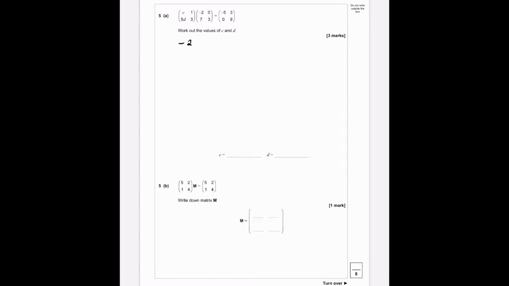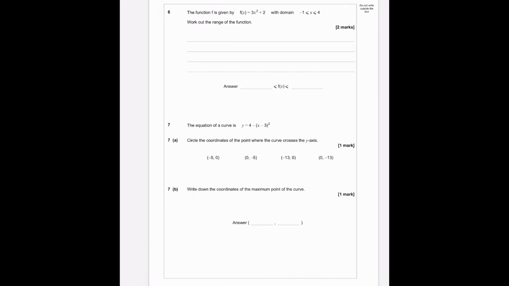For 5a, carrying out a couple of calculations. The first calculation, c times -2 plus 1 times 7 will be equal to -5. From that, we can solve the equation to find that c is 6, and then doing 5d times -2 plus 3 times 7 is going to be 0. Add 10d to both sides, divide both sides by 10, you'll get d to be 2.1. So c is 6, d is 2.1. For 5b, nothing changes, m's the identity matrix, 1, 0, 0, 1.